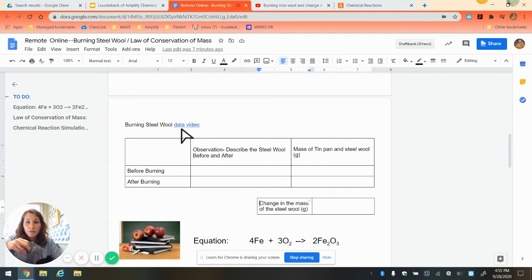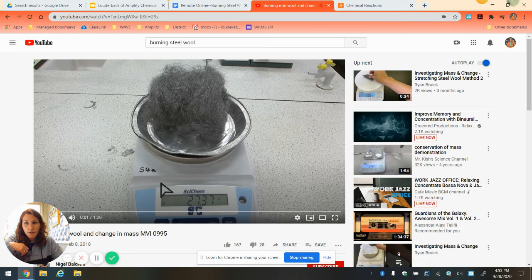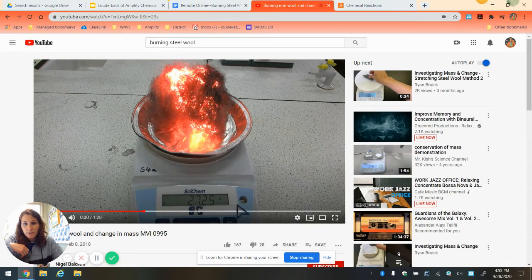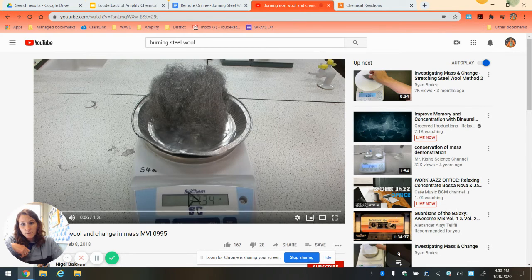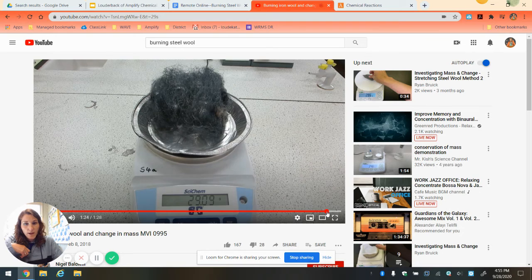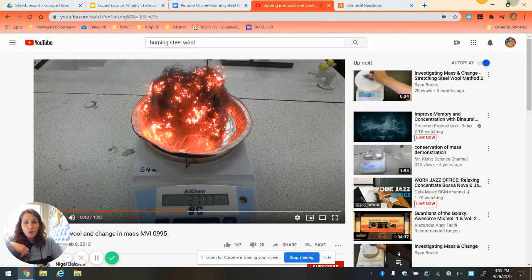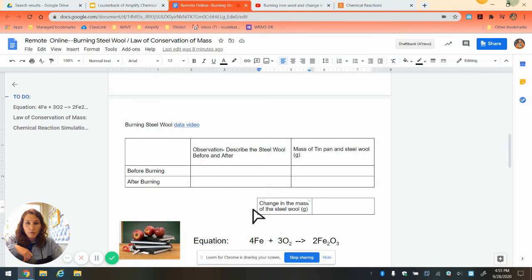And here, if you're working remotely from home, you're going to click on the link here that says data video, and it will take you to this video right here. It's 1.5 minutes, and you can watch the reaction take place. And down below, if you can see, is the mass in grams. And you're going to record the mass at the beginning of the reaction before it's on fire, and at the end of the reaction. So here's the mass before, and then you'll get the mass at the end. And then you want to describe what's happening as it's burning in your Google Doc right here.